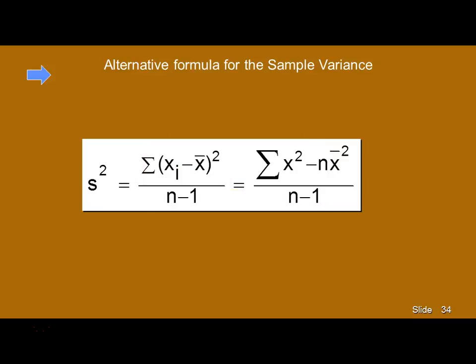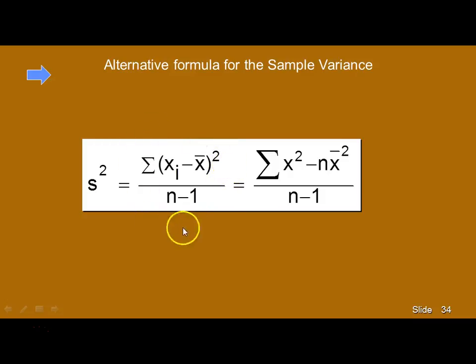Like before, I'm going to give you an alternative formula. If you squared out the numerator and did some algebra to it, you'd get the formula on the right. Again, very similar to what we did with the population: summation x squared minus n x bar squared, over n minus 1. Again, it doesn't matter which formula you use. Just be careful in the calculations.